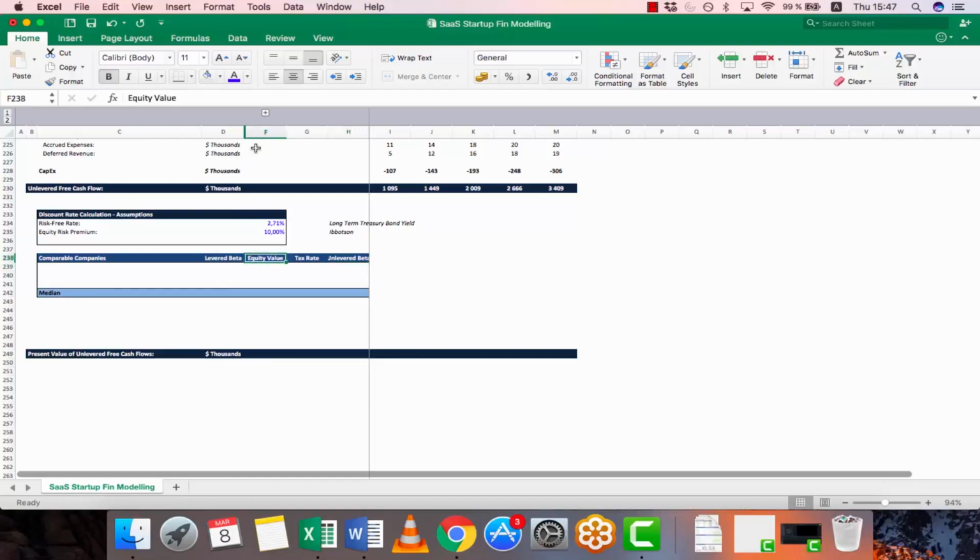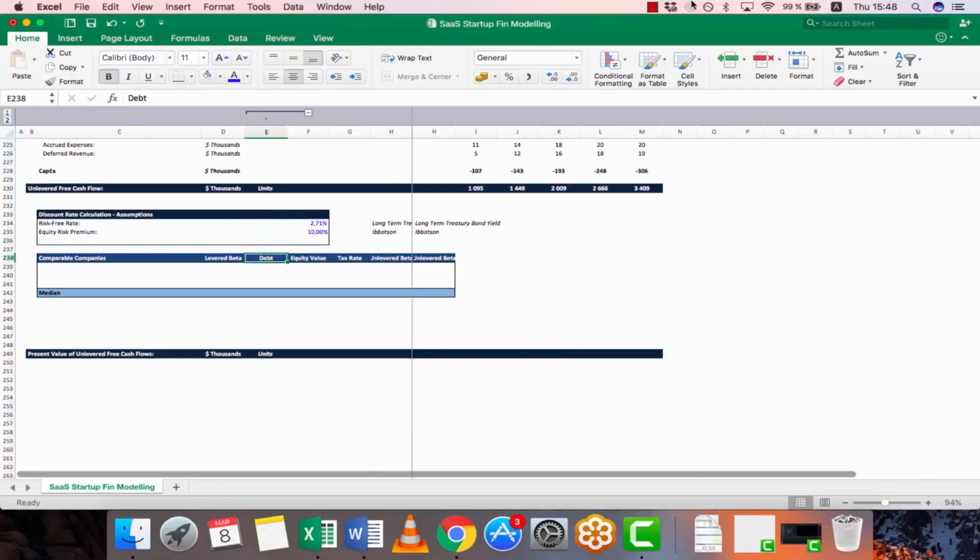And here we will have to also incorporate our debt. So levered beta, debt, equity value, tax rate, and unlevered beta. Brilliant. So here we are. Let's take, for instance, company A, company B, company C. What you do here is just go to Bloomberg and see the numbers. So it would be the levered beta. Once you pick up the beta, it will always be levered.